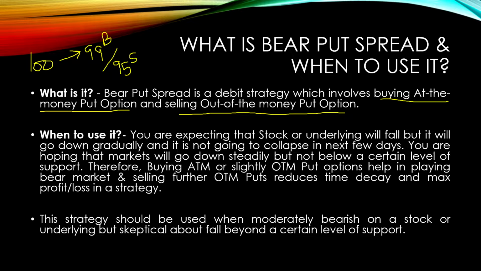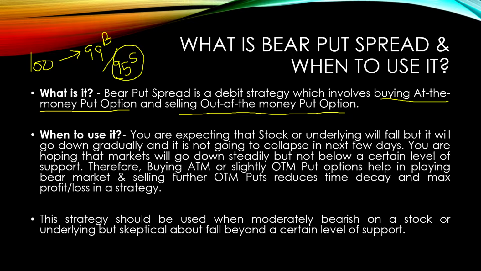Why are we selling this $95 put option? There are two reasons: to reduce the theta decay in the option and to reduce the maximum loss. When you sell that put option, you receive a premium, and it does limit your profit potential, but it also reduces your downside risk.